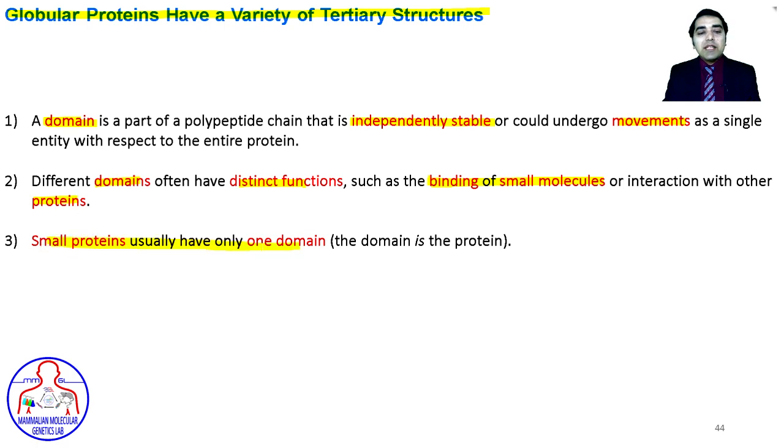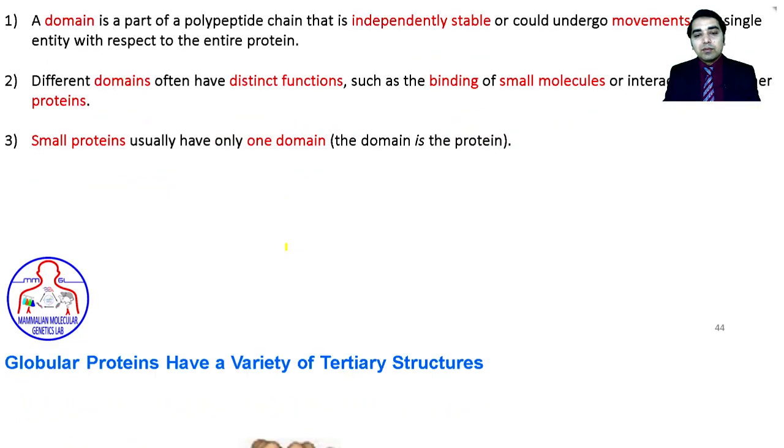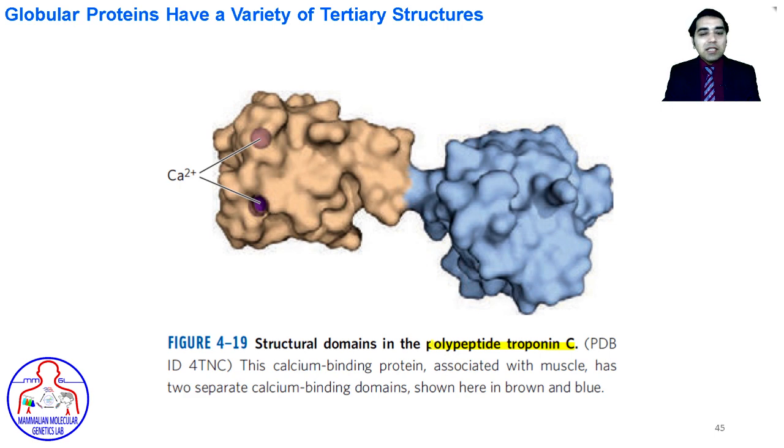Small proteins usually have only one domain. For example, in this case, we can see the polypeptide troponin C protein. This protein contains two domains, one is shown in gray and one is shown in blue. These two domains are joined together and they almost independently show the globules of each domain.